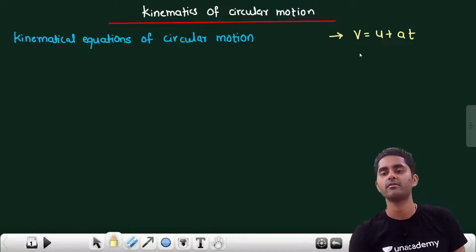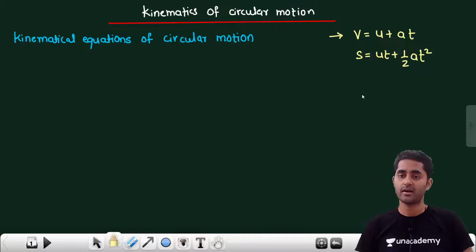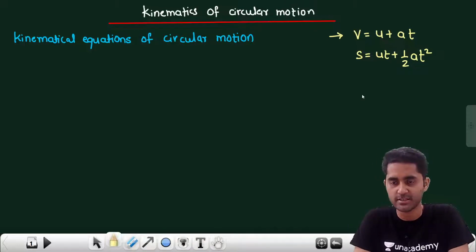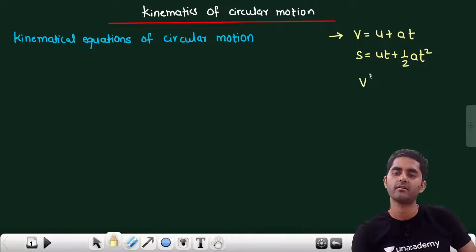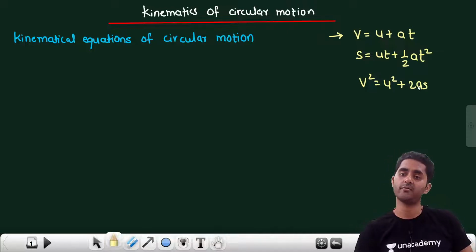Then we have s is equal to ut plus half at square. Here s is the displacement, u is the initial velocity, a is acceleration, and t is time. And finally we have v square is equal to u square plus 2as. This is your third kinematical equation.